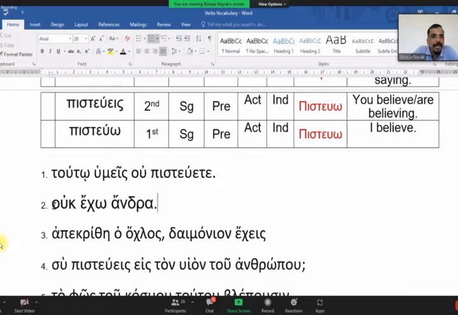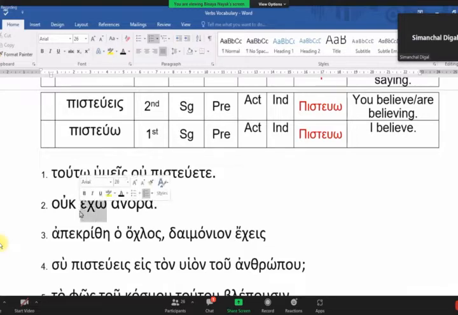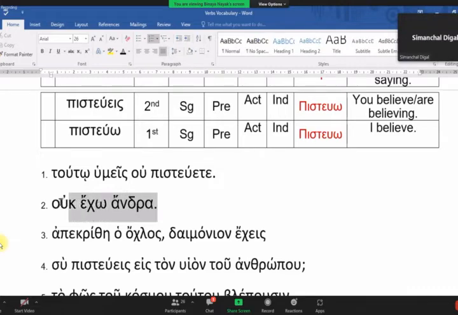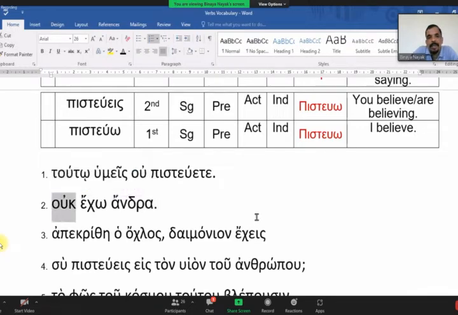Try again, reading. Ook. Echo. Andra. Okay, so I hope you already remember this thing. Ook comes from ou. O is what? Negation marker, or negative marker. It got a kappa because it is followed by a vowel. So in order to avoid a vowel cluster, they put kappa there.